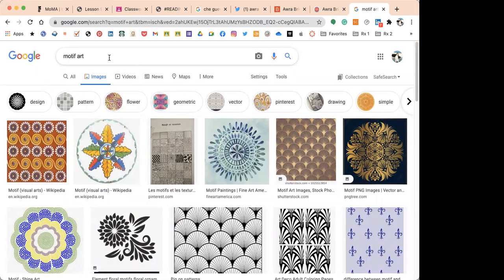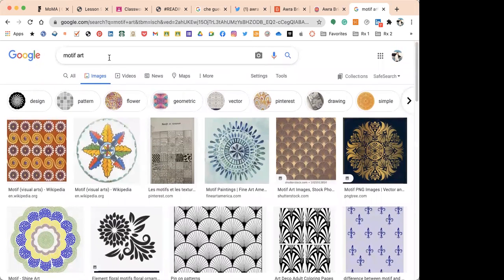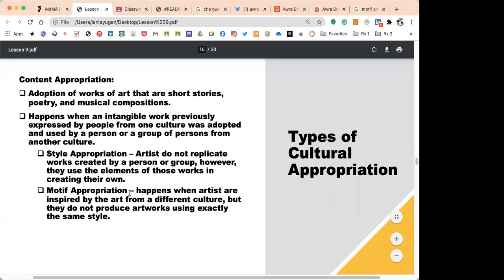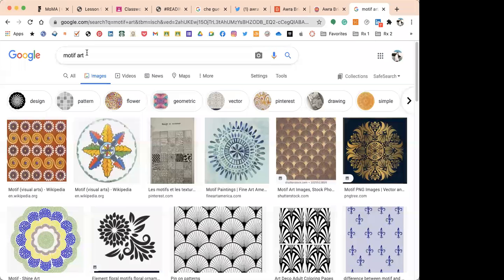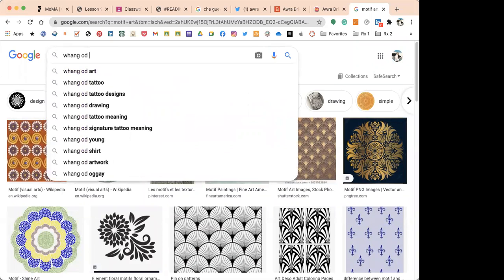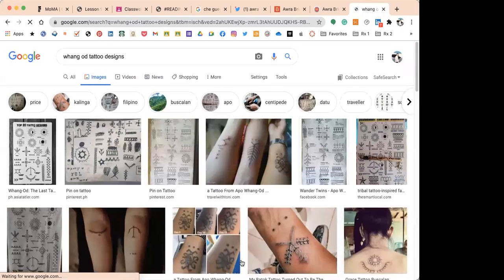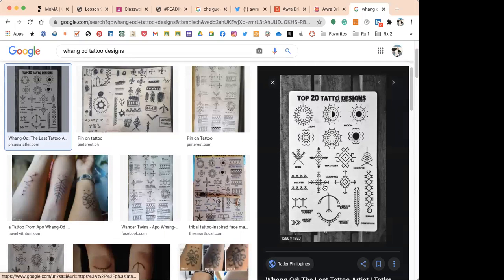Example, this is the right time for me to share the Wang Od story. When you talk about Wang Od, meron akong example ng motif appropriation. There are some tattoo artists who are inspired by the works of Wang Od, right? So, Wang Od tattoo designs. These are her designs eh. Ayan, medyo meron na siyang ano. So she has a list and then you have to copy. Most common na nakikita ko sa mga tao yung Scorpio, etc.